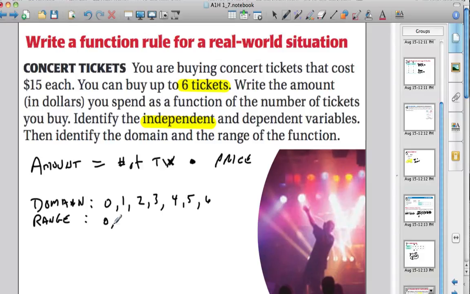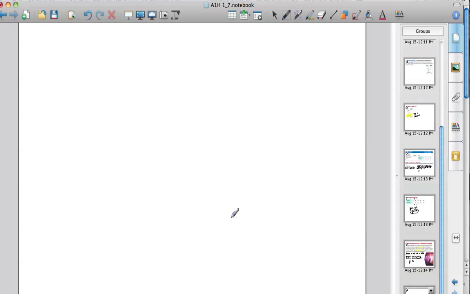It's going to be 15 times the number of tickets. So this would be 0, 15, 30, 45, 60, 75, and 90. Okay, so write the amount I spend as a function of the number of tickets. So the amount I spend would be equal to 15 times the number of tickets. Okay, and that's taking a real-world situation and creating a function rule in a relatively simple problem. That's it for 1.7.